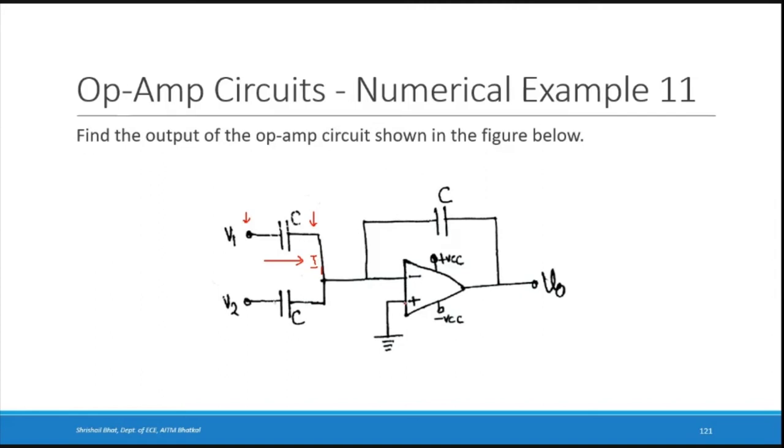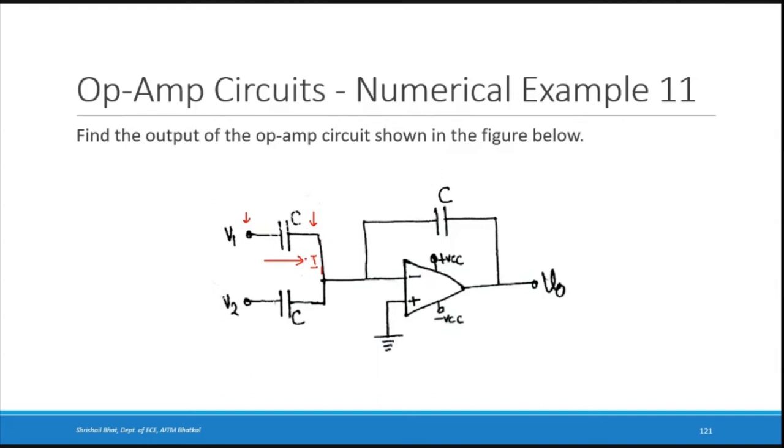We have to use the same principle of virtual ground. Since this terminal is grounded, here also there is a ground. If you take this as potential node B, the potential at node B is 0, so the potential at node A is also 0. So the potential across this capacitance C will be V1 minus 0, that is V1.